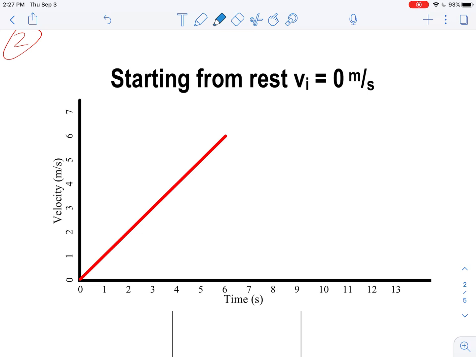Just conceptually, real quick, at time 1 second there's a velocity of 1 meter per second. At time 2 seconds, there's a velocity of 2 meters per second. So we're going up by equal intervals. And so we say that the slope is constant, the rate of change is constant here.